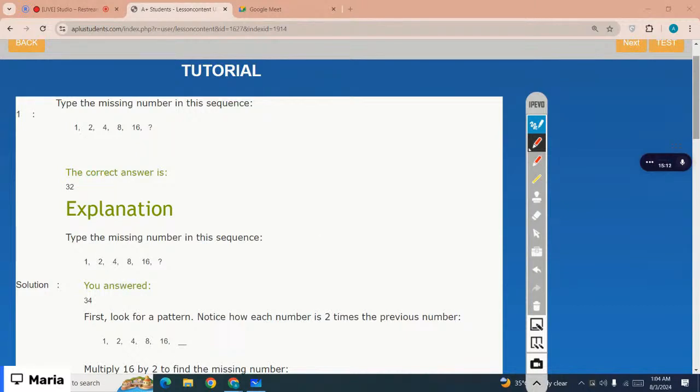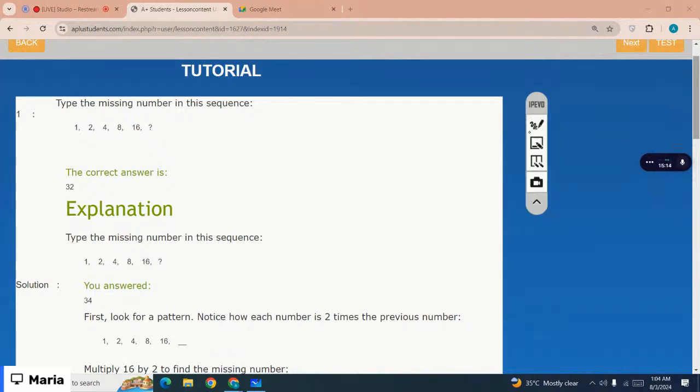Prabha, in which grade are you? The correct option is 32, right?